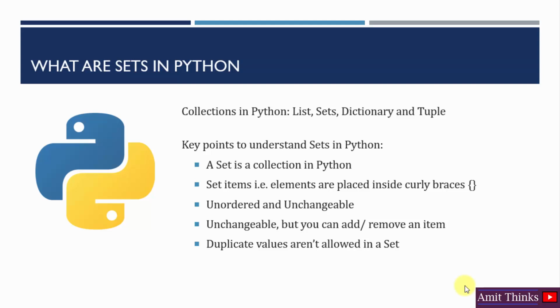store collections of data. Whenever you create a set, the items are placed inside curly braces and they are separated by commas. A Python set is unordered and unchangeable. Unchangeable, but you can add a new item to an already created set. With that, you can also remove an item from a set. And remember that duplicate values aren't allowed in a set. If you add duplicate values and print it, only a single value will get printed.